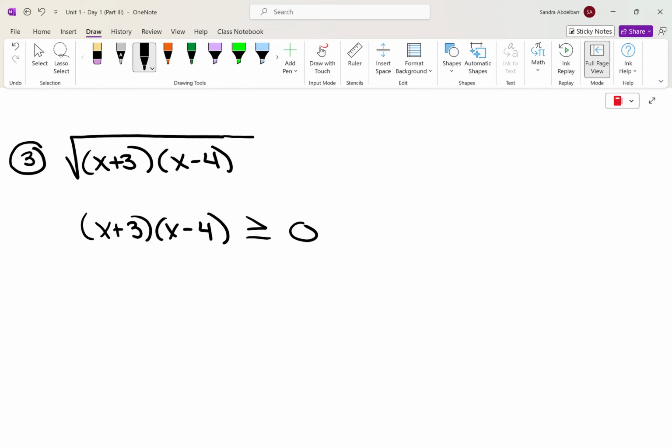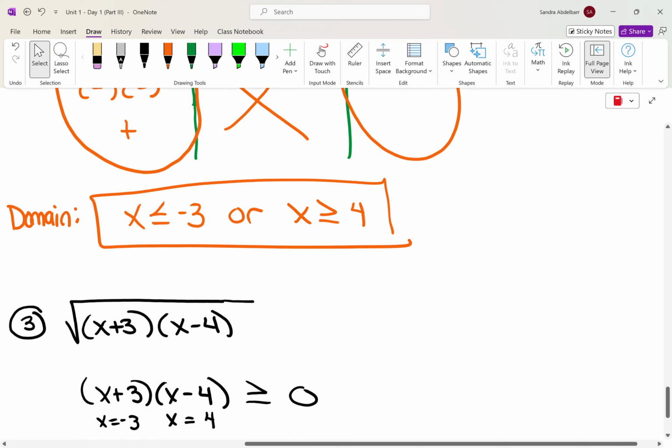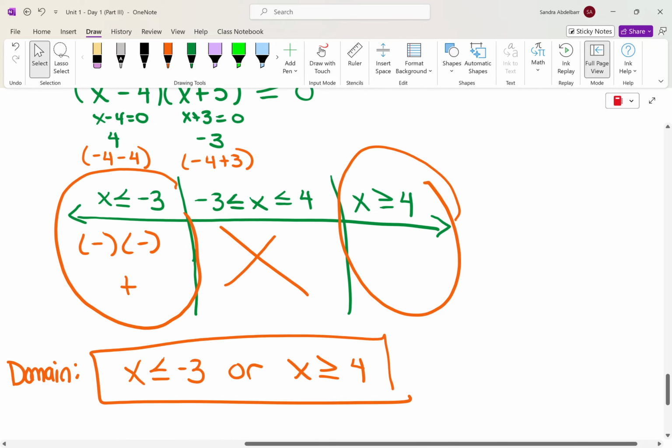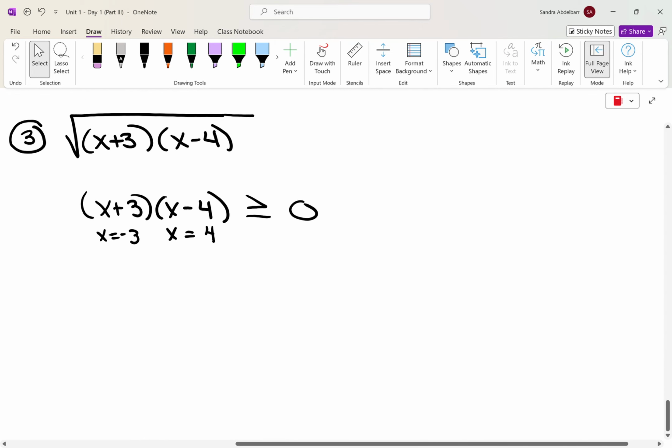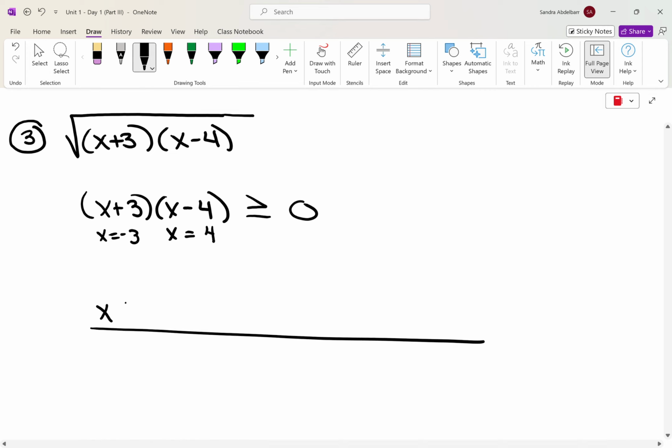Would I still need to test the regions on this? Yeah, I would still need to test the regions on this. So we would get x equals negative 3, x equals positive 4. We just did this, didn't we? Yeah, I should have picked a different problem, but that's okay. So we just did this.